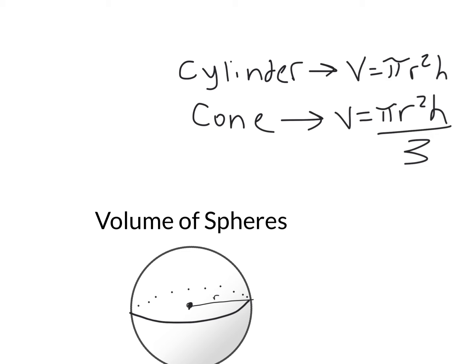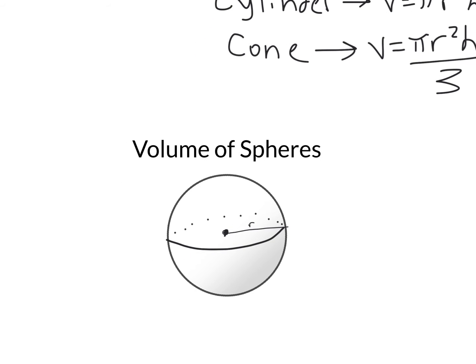Now, today we're going to be learning about how to find the volume of a sphere, and all we need to know for a sphere to find the volume is just the radius. So where in the cylinder and the cone we needed a height and a radius, in a sphere, all we have is a radius. The radius connects out from the center of the sphere out to the entire surface of the sphere in any direction.